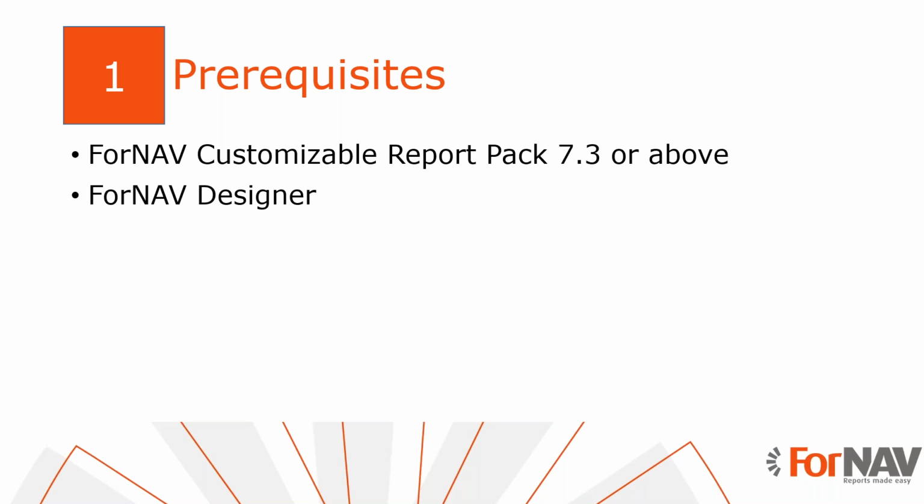Today, I will work in a Business Central on-premise server with the Business Central 2023 Wave 2 release. I've installed the universal code version of the ForNAV customizable report pack, and I have executed the step-by-step wizard from the assisted setup to get started. Please note that you need the 7.3 release of the customizable report pack to use the HTML splitter. Of course, everything I do today will work for a cloud environment as well. I've also installed the ForNAV Designer, which can be downloaded from the ForNAV website.